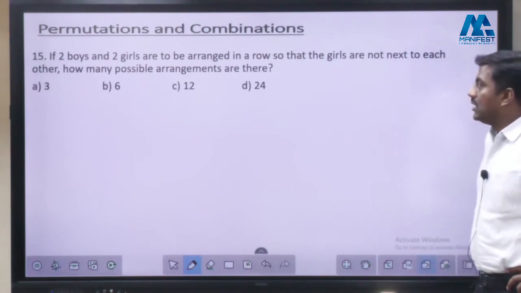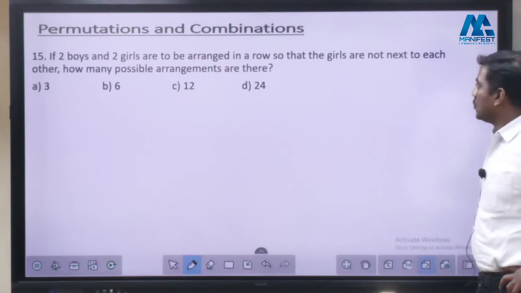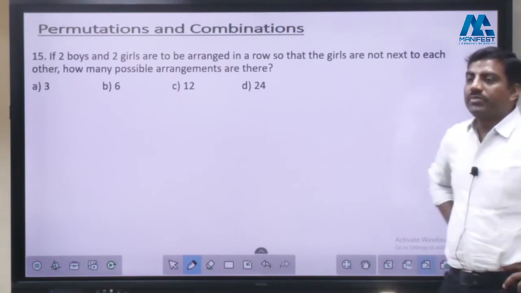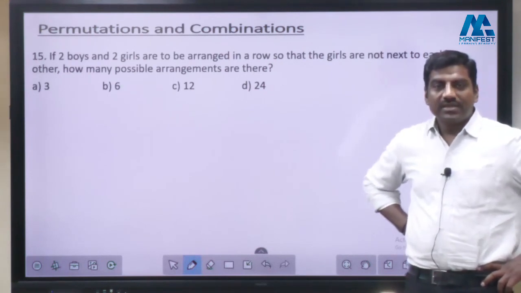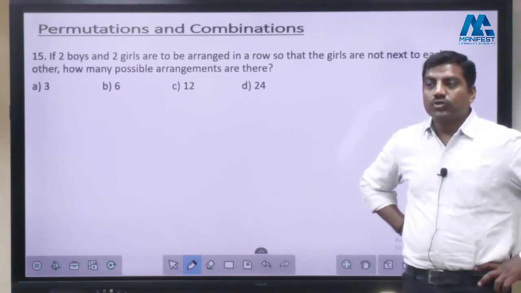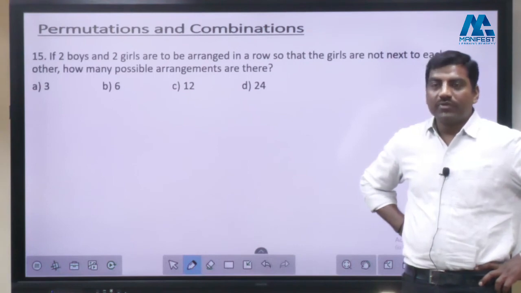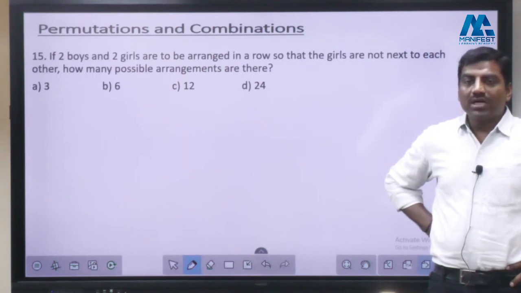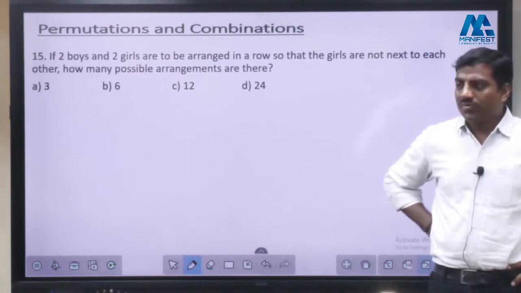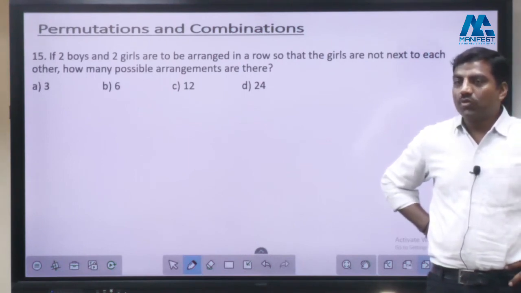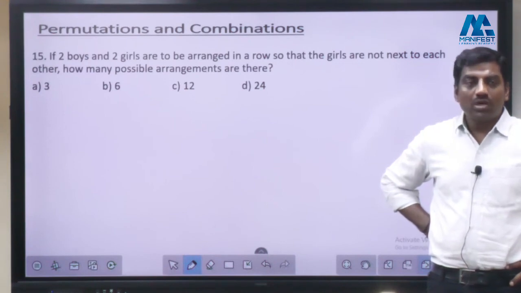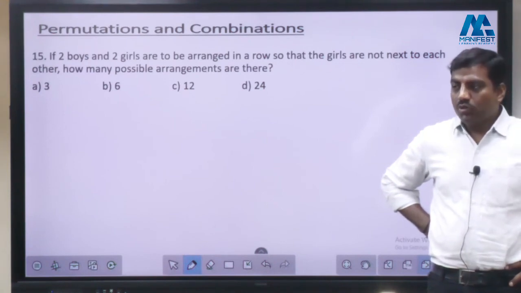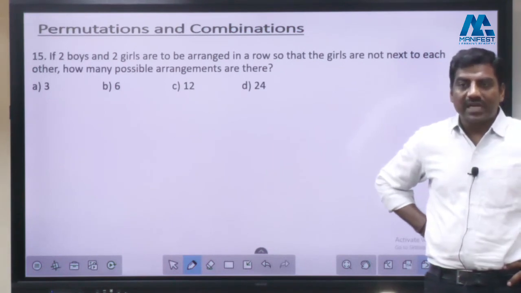If 2 boys and 2 girls are to be arranged in a row so that the girls are not next to each other, girls should not be next to each other. That means boys should act as walls between girls. Yes. Between 2 girls, there should be some boys. Is there any necessity that only one boy has to be there between 2 girls? Even 2 boys can be there, no?